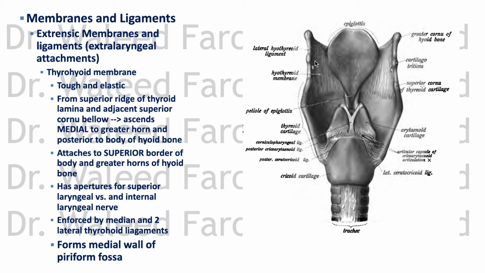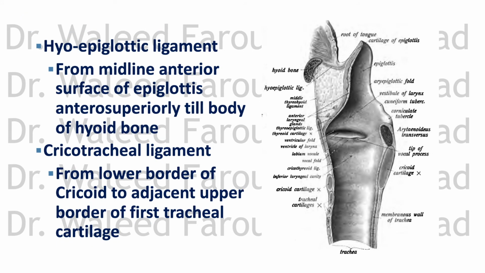That's why I said that the superior horn indirectly articulates with the hyoid bone, not directly, not like the way it articulates with the side of the cricoid. The lateral thyrohyoid ligaments and median thyrohyoid ligament. Okay? See, lots of things you can say about this membrane and lots of questions, of course. Okay. Now, what else? There's another ligament. We're still in the extrinsic ligaments.